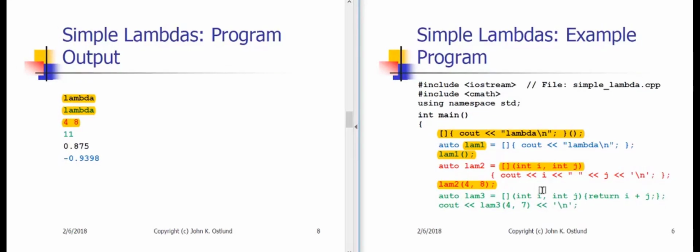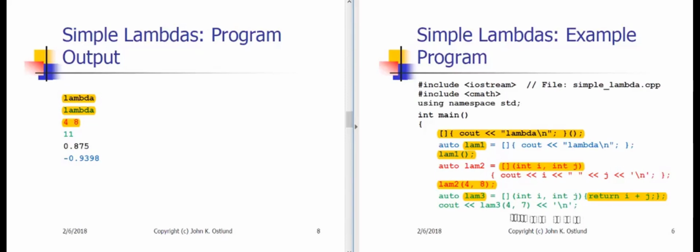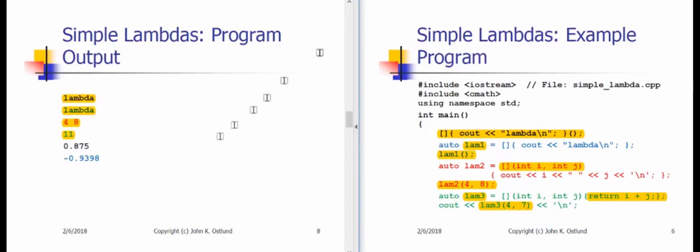Then in the green code on the bottom of slide 6, I'm defining lam3 as a lambda. This lambda returns a value. Specifically, it returns the sum of its 2 int arguments. And since I have not specified a return type, the compiler deduces that this thing must be returning an int. Consequently, in this cout statement, when I call the lambda whose name is lam3 with the arguments 4 and 7, that computes and returns an int 11, and I see that int 11 in my output.